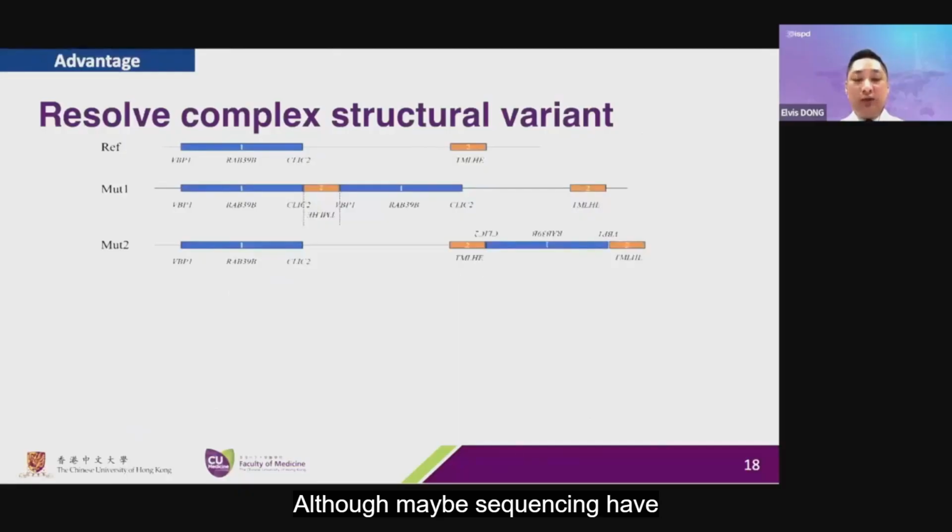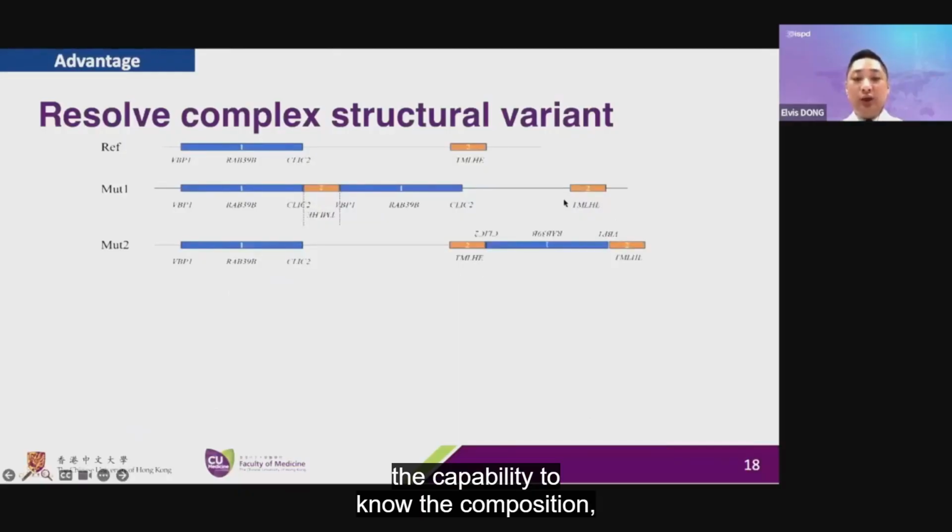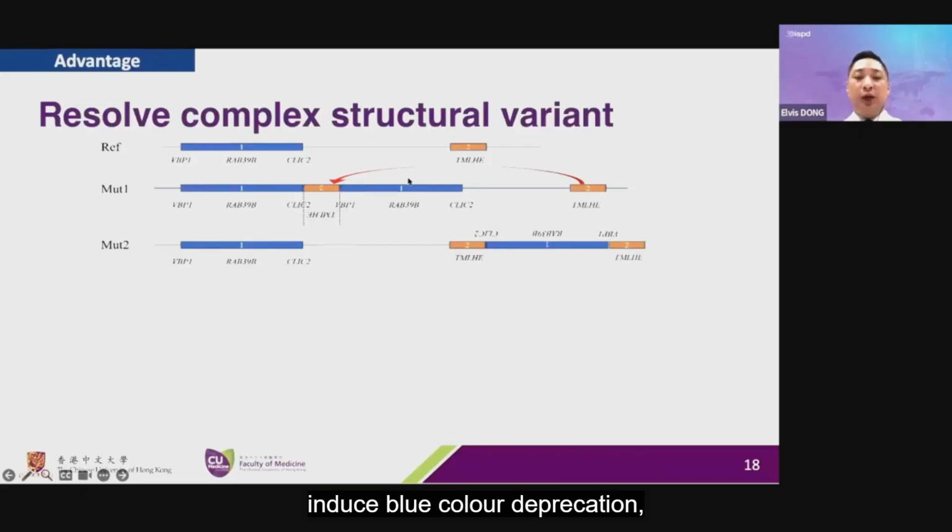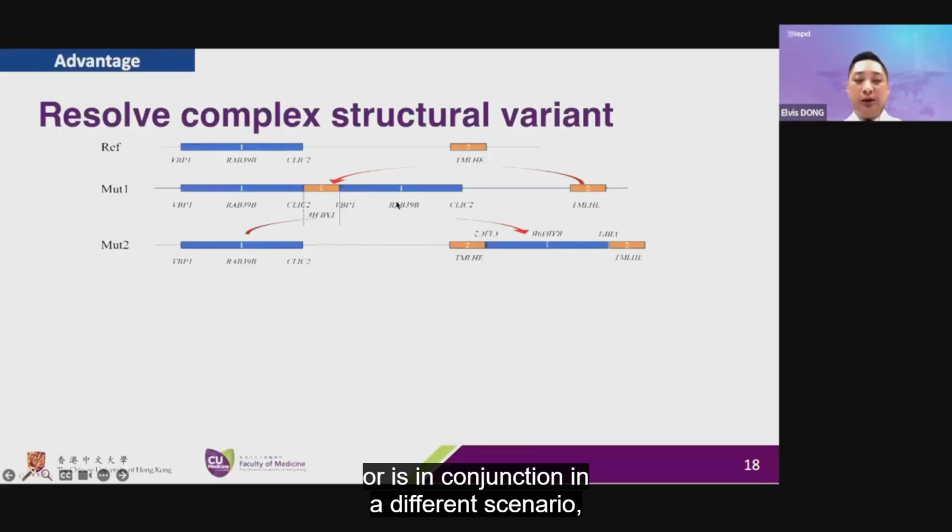Although mate-pair sequencing can tell the composition, it is difficult to know whether it follows scenario 1, in which the orange segment inserts into the distal breakpoint of the blue segment and induces the blue duplication, or a different scenario, in which the blue one inserts into the orange one and induces duplication.